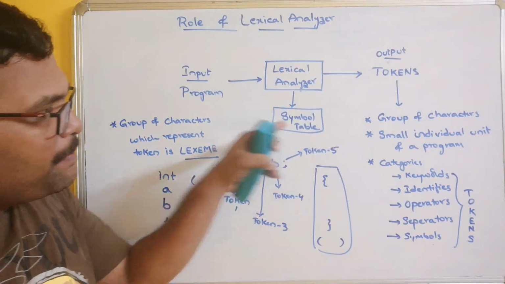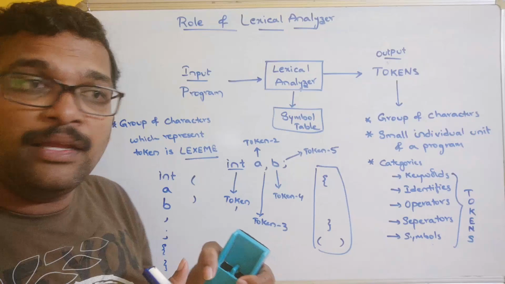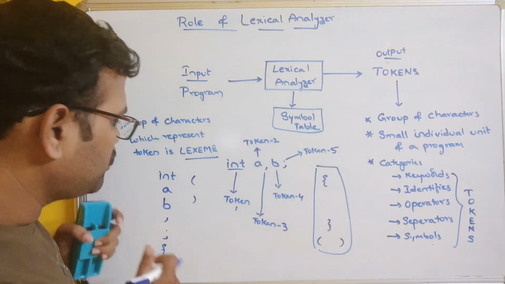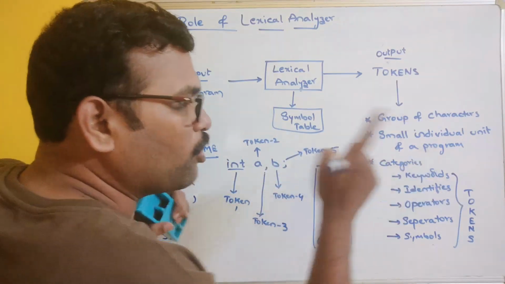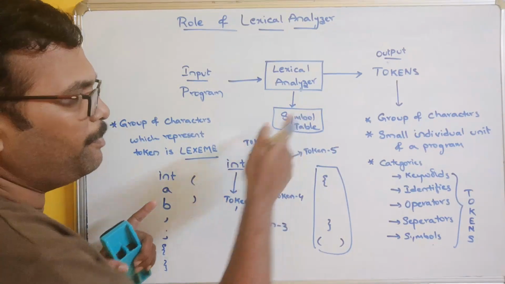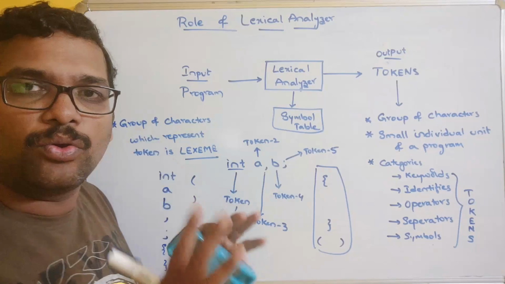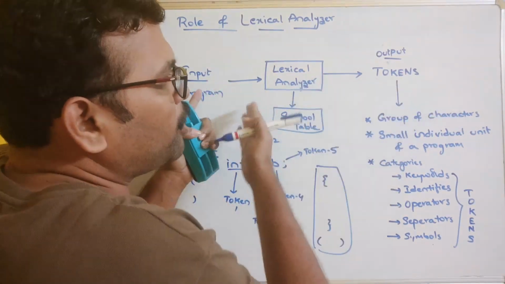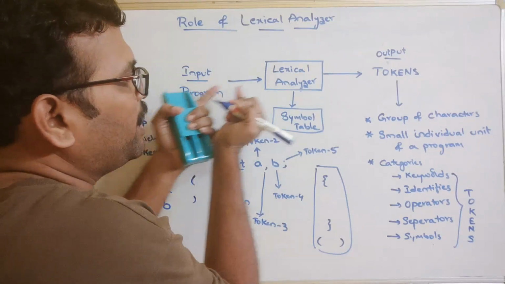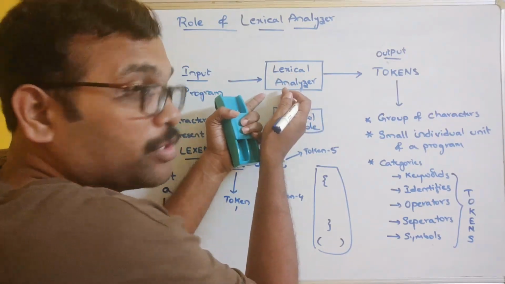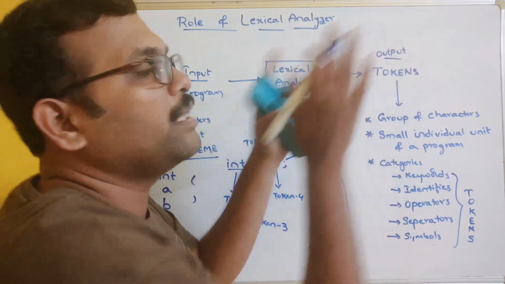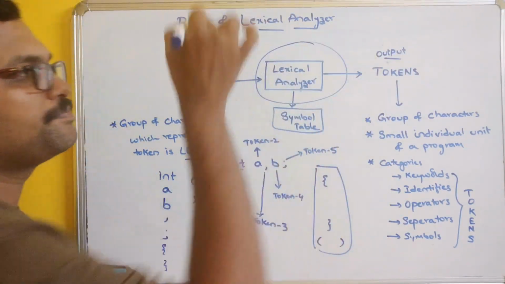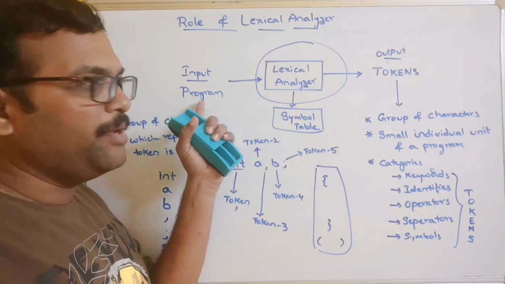The symbol table will have the lexemes and the corresponding tokens. The symbol table will have two fields, lexeme and token. We'll see them one by one. Now the input program will be given to the lexical analyzer, and it will process the input and give the tokens. So what happens here is the question. We are giving a program here.